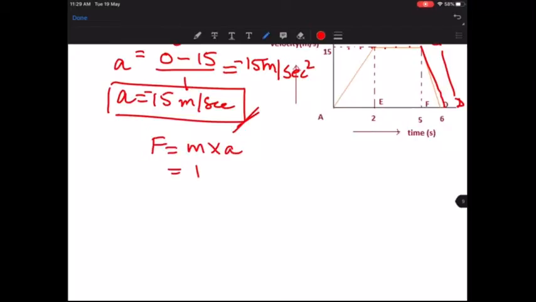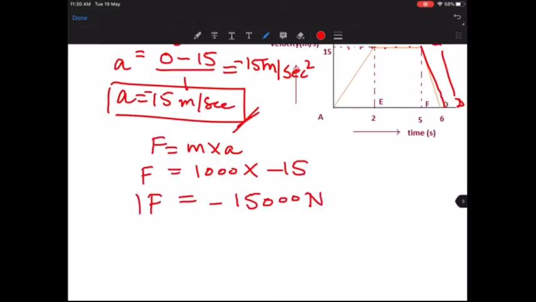Do you know the mass of the car? Yes, it is given to you, 1000. Do you know the acceleration? Yes, you have calculated it to be minus 15. So if you multiply, it will become minus 15 into 10 to the power of 3 newtons. So this is going to be your force.